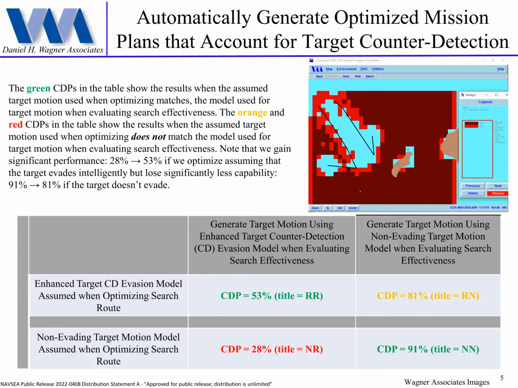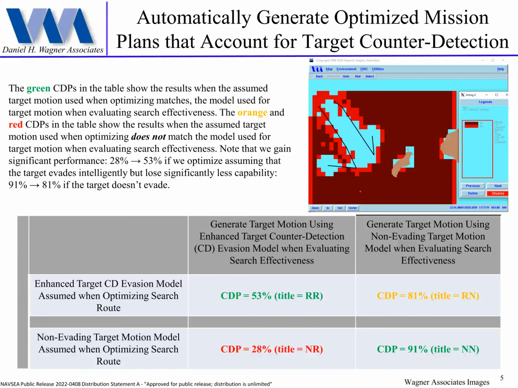So on the columns, the first column, we generate target motion, assuming that the target evades intelligently. In the second column, we have a non-evasive target, which is what all the current systems use. And then in the rows, the top row, we optimize assuming that the target will evade, and in the bottom row, we optimize assuming the target does not evade. Okay, so the 2 key points here, I think.